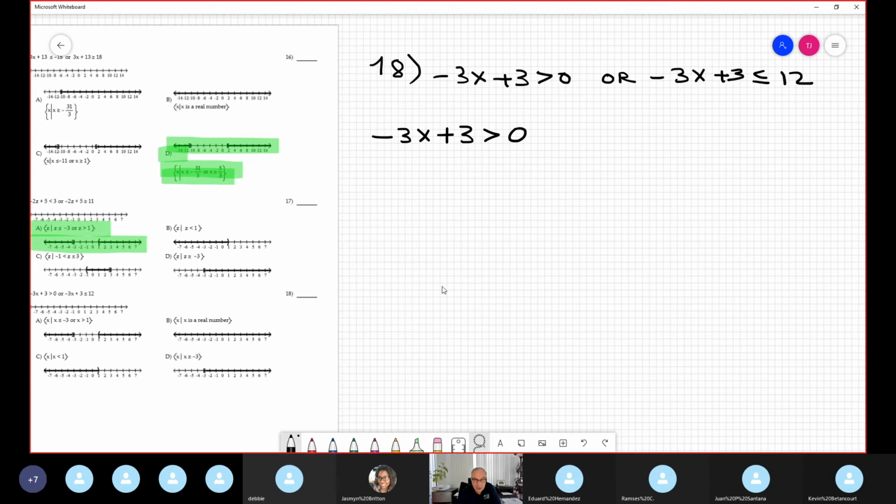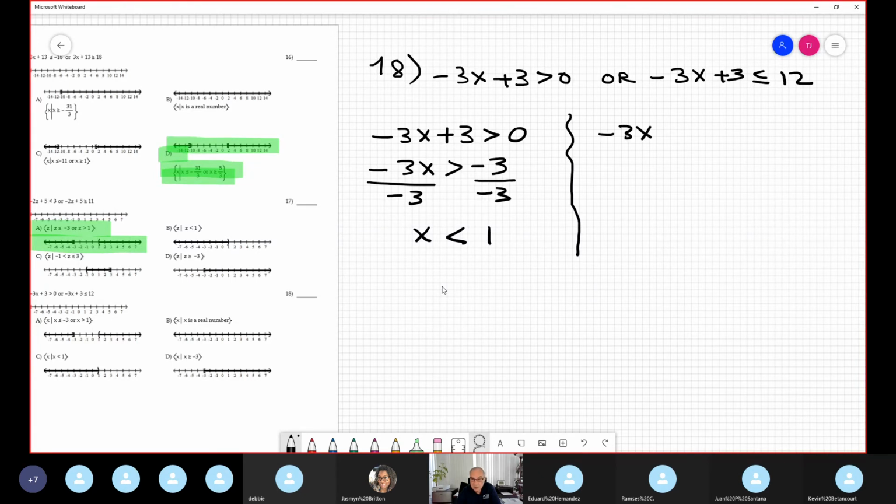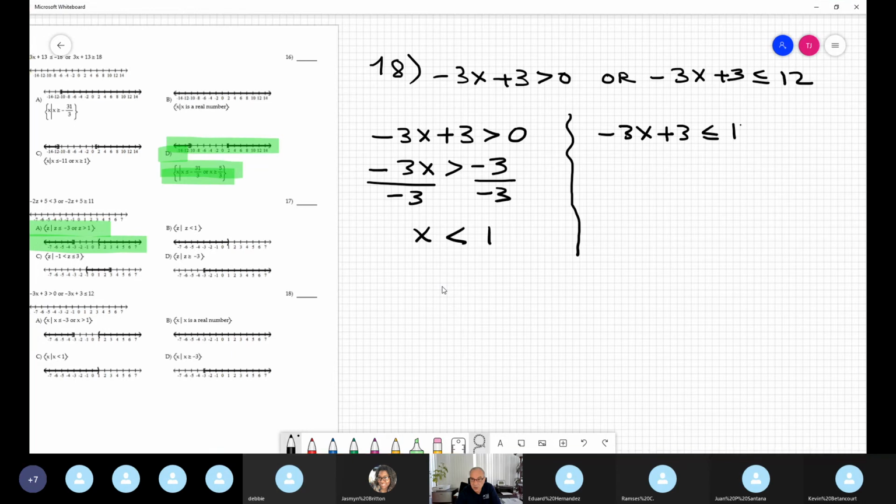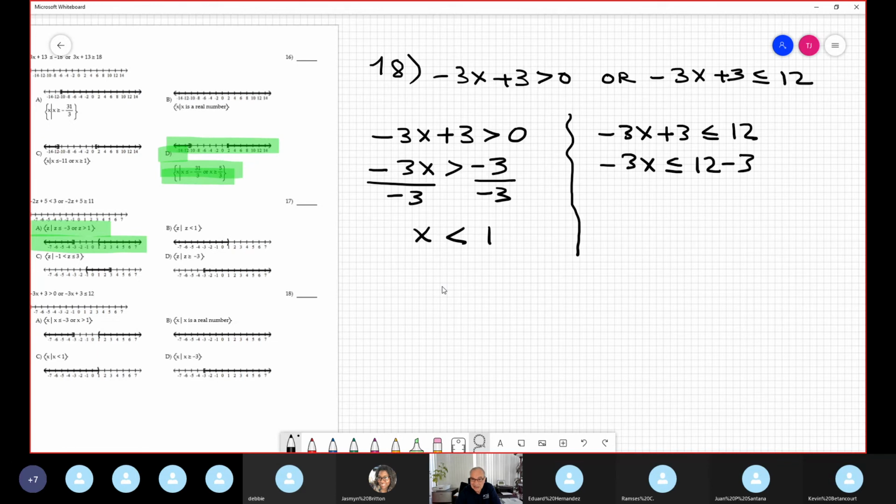Well, I move 3 to the right-hand side like a minus 3. So minus 3x greater than minus 3. Divided by negative 3, x alone, positive 1, and switch it up. The second inequality, minus 3x plus 3 less than or equal to 12. Minus 3x less than or equal to 12 minus 3, que es 9. Positive 9. Divided by negative 3, x is greater than or equal, switching, divided by negative 3.